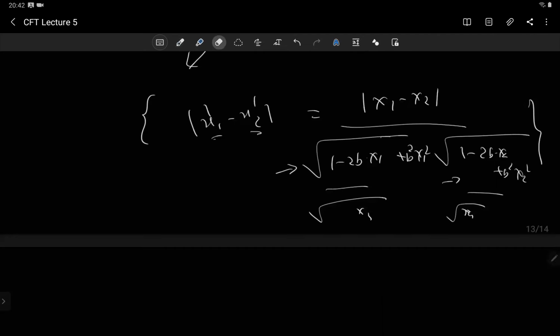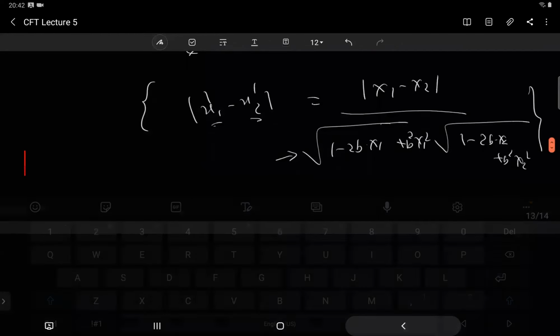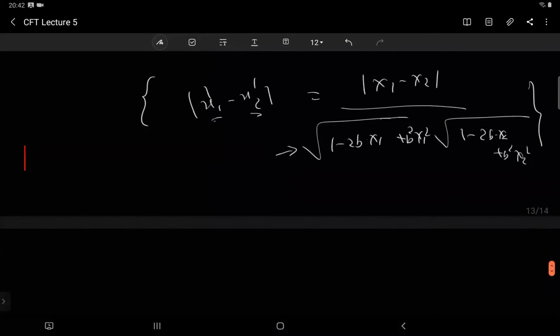This is what I had given as an exercise: try to prove that under conformal transformation. You know the special conformal transformation: x'^μ is x^μ minus b^μ x² over 1 - 2b·x + b²x². Just use that and find this. It is complicated, but it can be done.